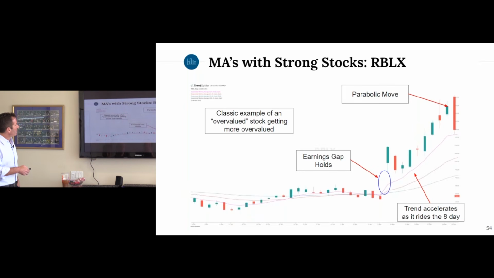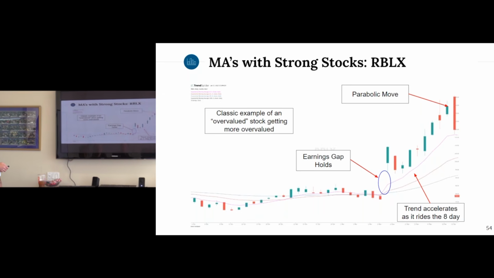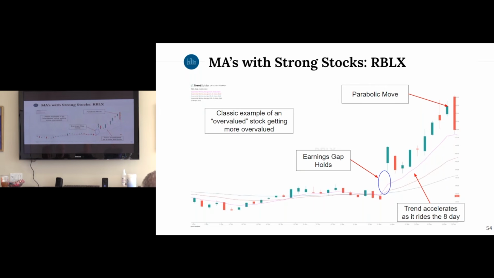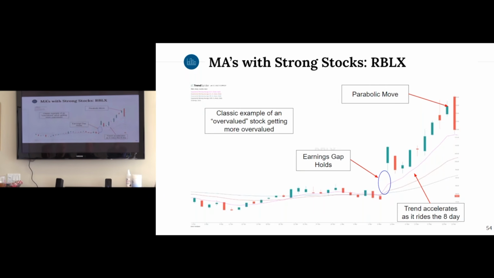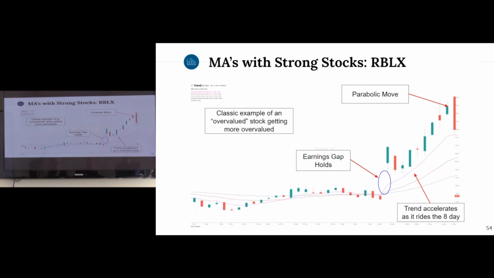So here is RBLX. This is a great setup, a strong setup, right? Months ago you had a nice gap up here. So you have an earnings gap that held the 8 day. Right here you see almost a bull flag being built, and then it crosses above this and continues. So the gap holds, protects it, lets the 8 day catch up, and then continues.